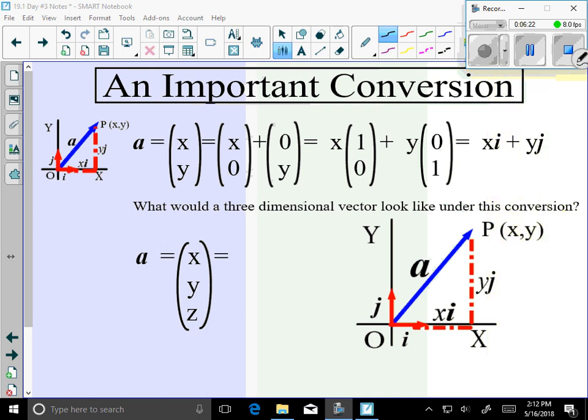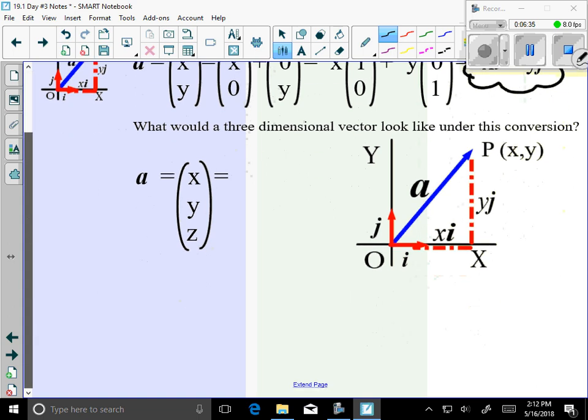Three-dimensional vectors. So we just looked at two-dimensional components, right? This is all fancy jargon for your horizontal movement, vertical movement. What happens if I throw a third dimension in there? Then if we have 3 dimensions, this would become xi, right? Horizontal movement times i, plus vertical movement times j, plus movement toward or away times k.